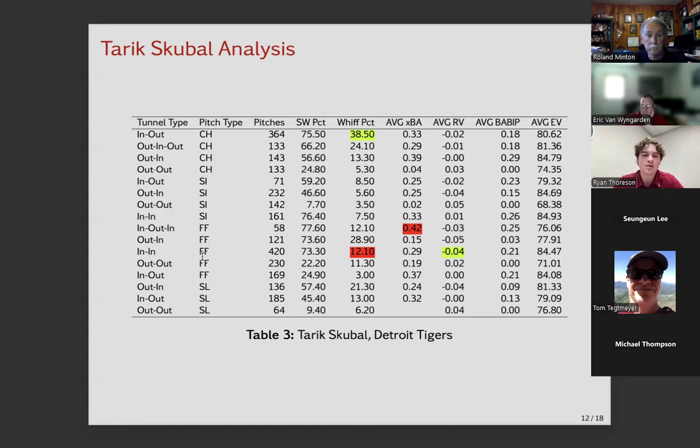We can also see that even though Skubal throws near 100 miles an hour, on the in-to-in fastball here there's a 73% swing rate. Guys are going to swing at a pitch that's in the zone, but there's only a 12% whiff rate. So he's not getting those swings and misses. Maybe he's getting foul tips, maybe not, but he's not actually getting swings and misses regularly.